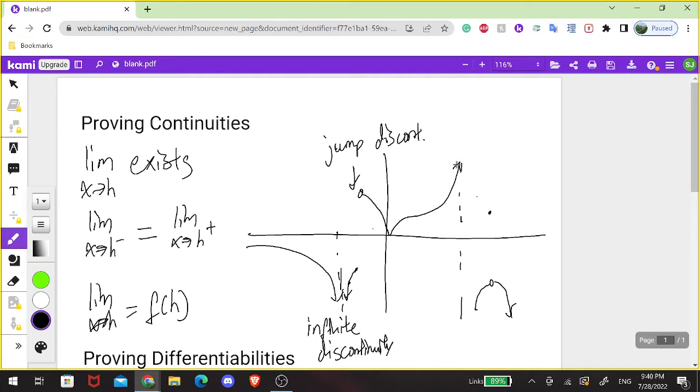Now let's take a look at this point. The limit from the left and the limit from the right are not equal again. So this is another infinite discontinuity.